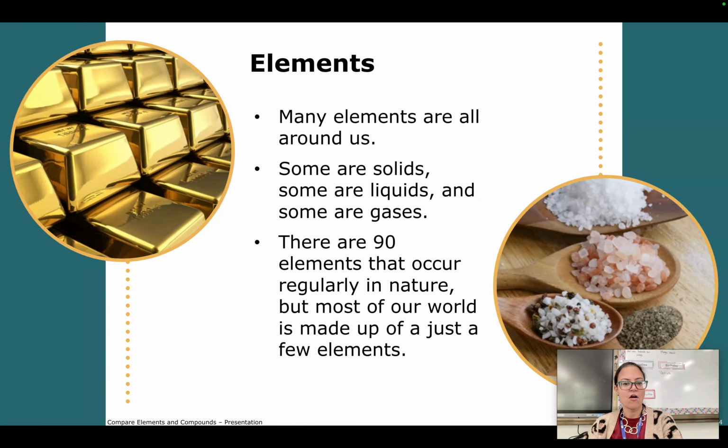Many elements are all around us. Some are solids, some are liquids, some are gases at room temperature. Any element can be a solid, liquid, or gas. It just depends on the temperature. There are 90 elements that occur regularly in nature, but most of our world is made up of just a few elements. On the periodic table, elements 1 to 92 can all be found in the world naturally. Anything above 92, so 93 to 118, I think is what they're up to now, have been artificially made inside laboratories. Those are things scientists have put together.